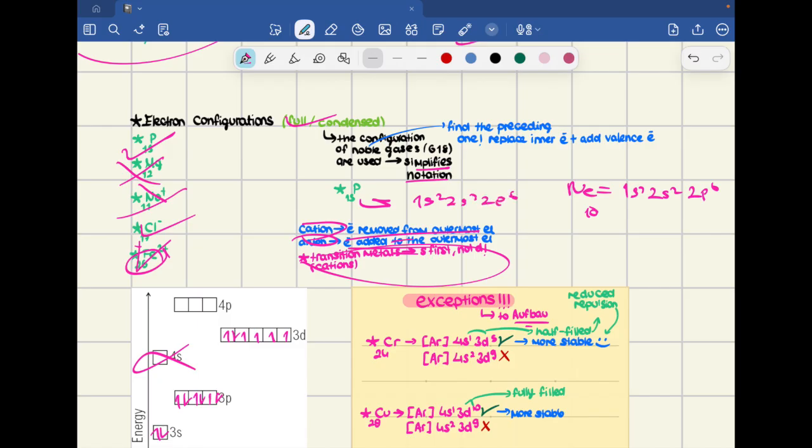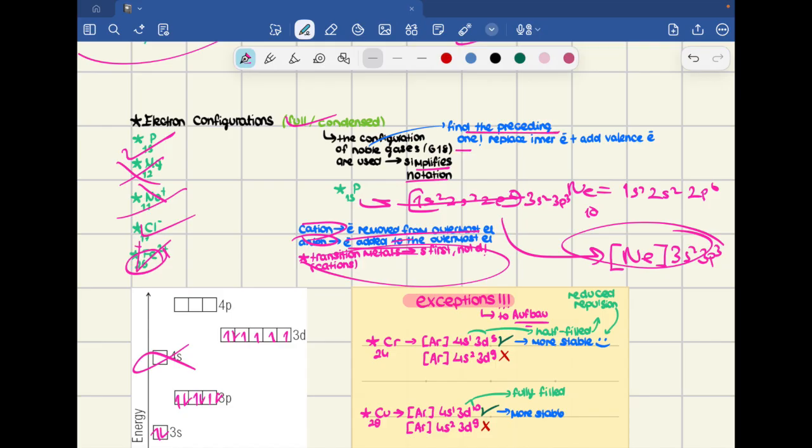And then on top of this, we're going to just add 3s2 and 3p3 for phosphorus. And you can just denote this like this: neon, just put the symbol in close brackets, and then you can just say 3s2 and 3p3 for the condensed electron configuration.